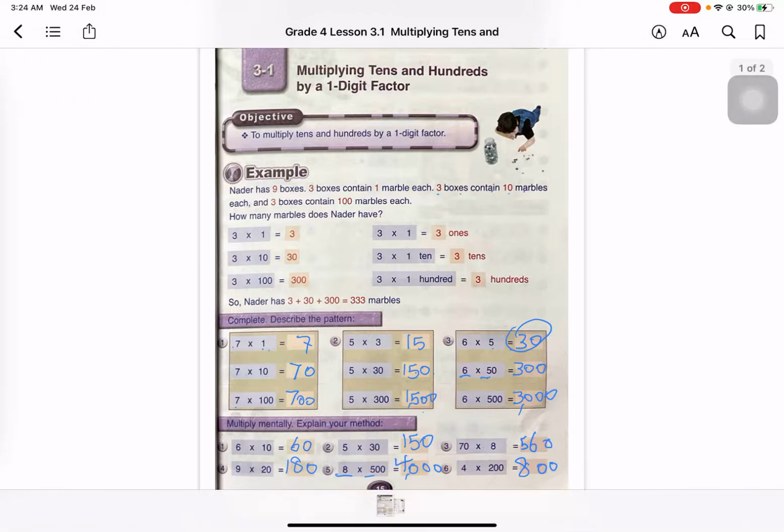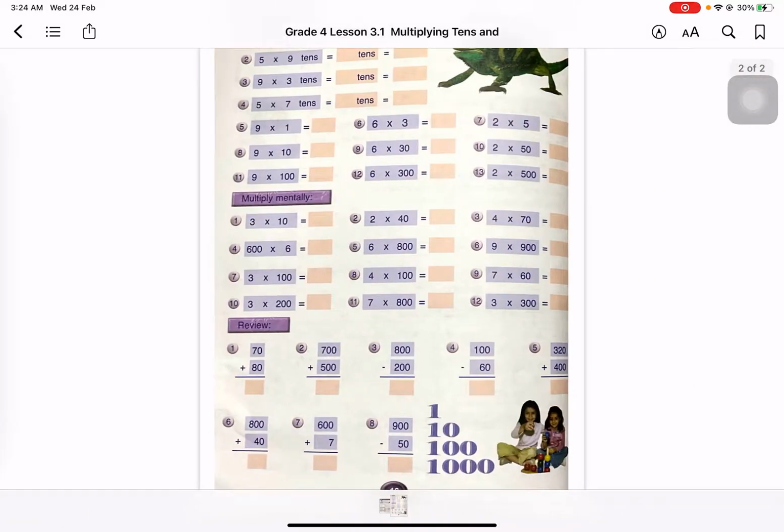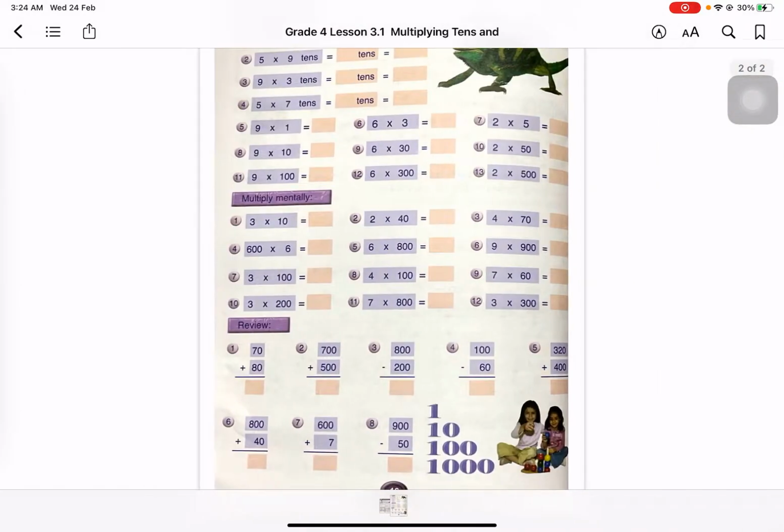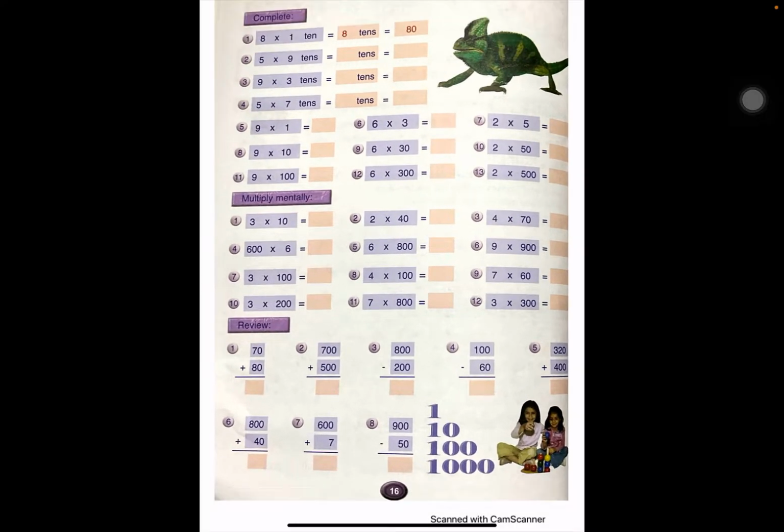Now, let's go to the second page. This page is 15. We finished page 15. I need to go to page 16. In page 16, they said complete. Another way to solve, instead of writing 10, 1 with zeros, you can write it as tens. You can cross the 0 and write tens. Cross the 2 zeros and write hundreds.